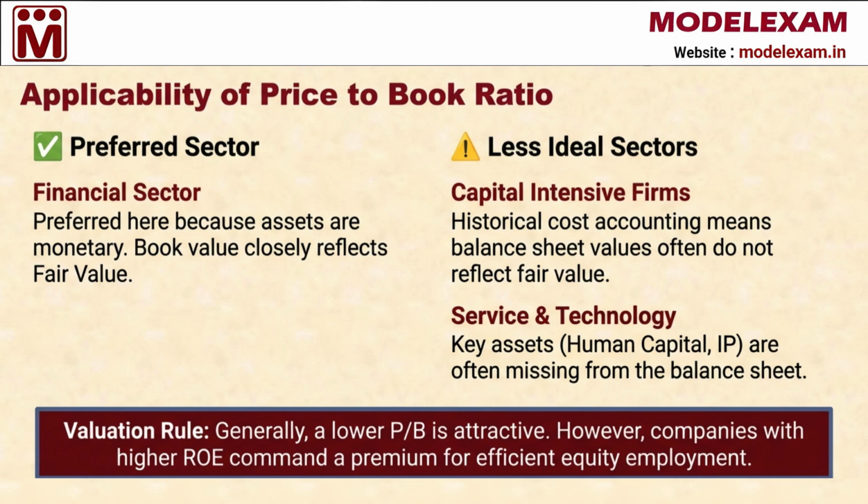You might be wondering where this ratio is most useful. It is the preferred method for the financial sector. This is because banks and finance companies hold monetary assets, so their book value is very close to their fair market value. However, it is less ideal for capital intensive firms where old accounting methods distort value. It is also not great for service and technology sectors because their most valuable assets, like human skills and intellectual property, often do not appear on the balance sheet at all. Generally, a lower PB ratio is attractive, but companies with higher ROE can command a higher price.